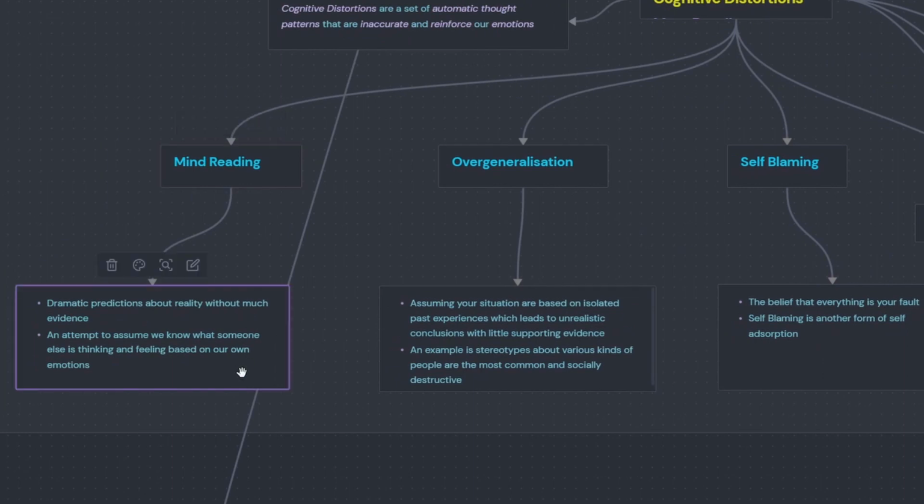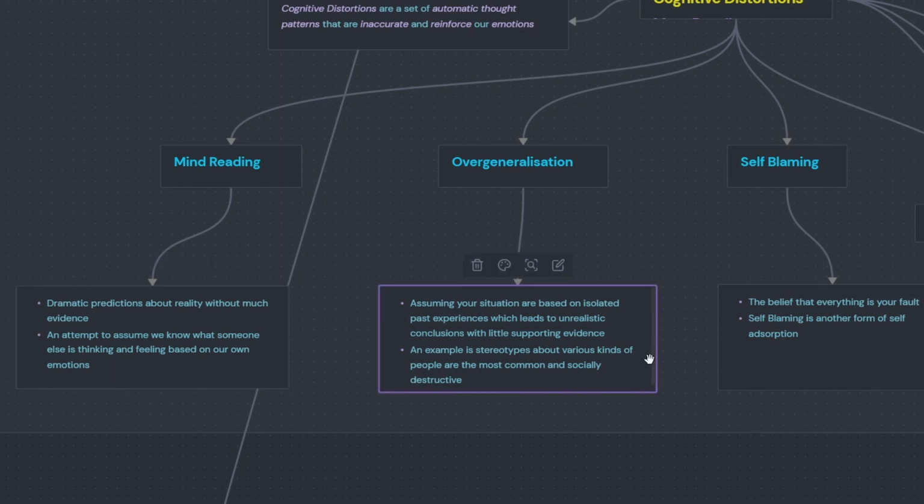Some other cognitive distortions can be mind reading, and this is an attempt to assume we know what someone else is thinking. Overgeneralization: assuming your situation is based on isolated past experiences, which leads to unrealistic conclusions with little supporting evidence. An example of this could be stereotypes about various kinds of people. The most common are socially destructive.